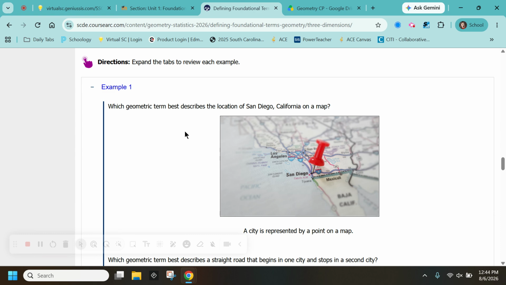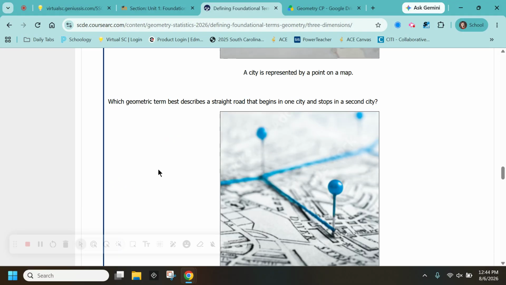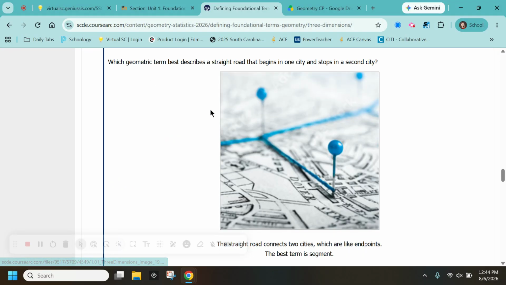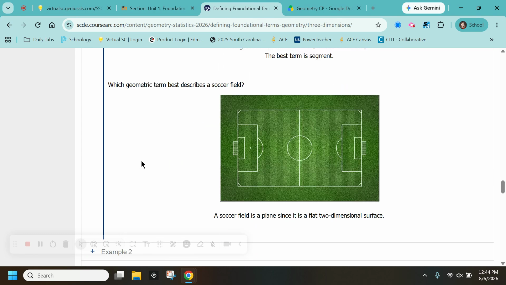So looking at these examples, which geometric term best describes the location of San Diego? And that would be a point. Which geometric term best describes a straight road? This could be a segment. Which geometric term best describes a soccer field? And that would be a plane.